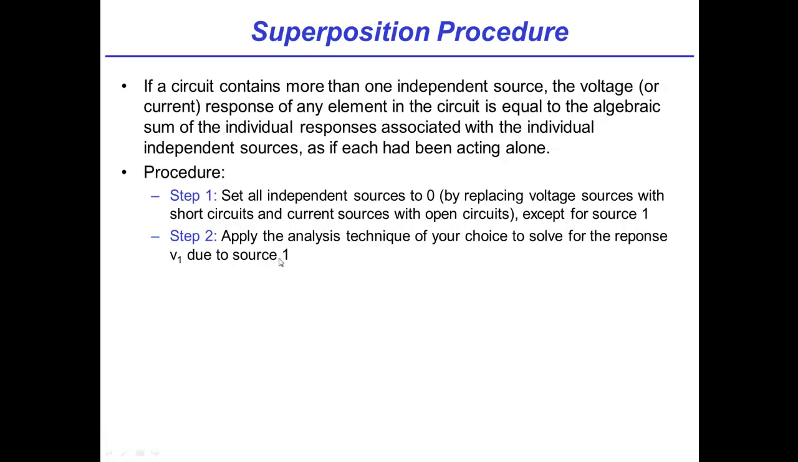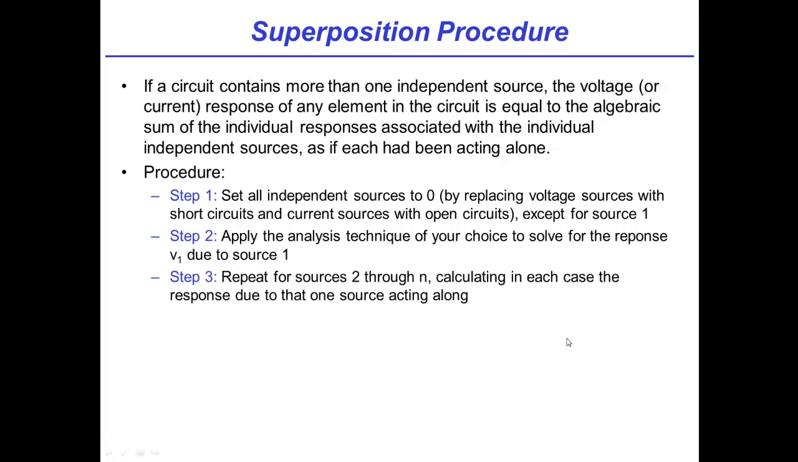Based only on the contribution of source 1. And then what you're going to do is you're going to write your answer down somewhere, and then you're going to repeat this procedure for all the other sources. That means go back, turn off source 1, leave all the other ones off, and then pick, say, source 2, whichever that might be, and turn that one on. Leave it in its usual value, the value given to you in the original circuit, and then go ahead and solve again.